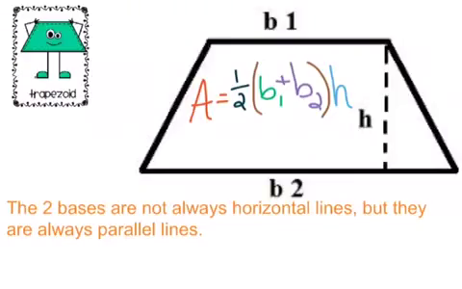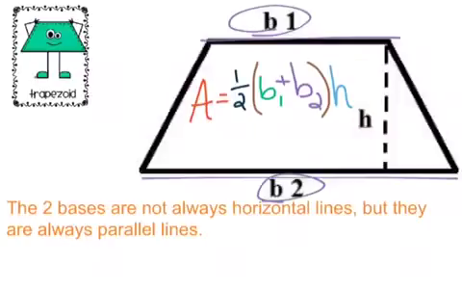So the area of a trapezoid is going to be 1/2 times base 1 plus base 2 times height. So let's talk about where the bases are. Your bases are going to be the 2 pairs of parallel lines. Now, right here we have 2 horizontal sets of bases on this trapezoid, but they could be vertical as well. But your bases are always the 2 pairs of parallel lines. So right now we have base 1 up here, base 2 down here, and here's your height.